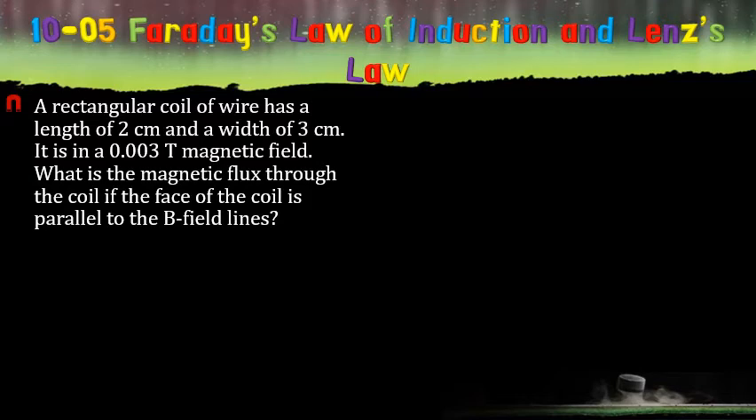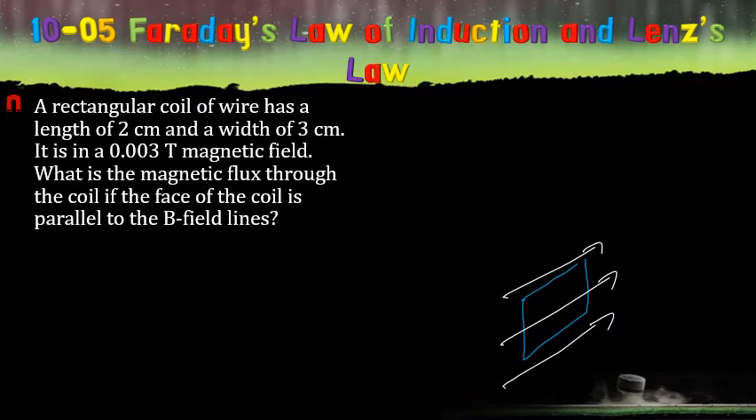For this example, a rectangle coil of wire has a length of 2 centimeters and a width of 3 centimeters. It's in a magnetic field. What is the magnetic flux through the coil? All right, so there's my coil of wire. And I have that the face is parallel to the magnetic field lines. So if we look at that, we see, oh, wait, there is no magnetic field lines going through that loop. Thus, the flux is 0.